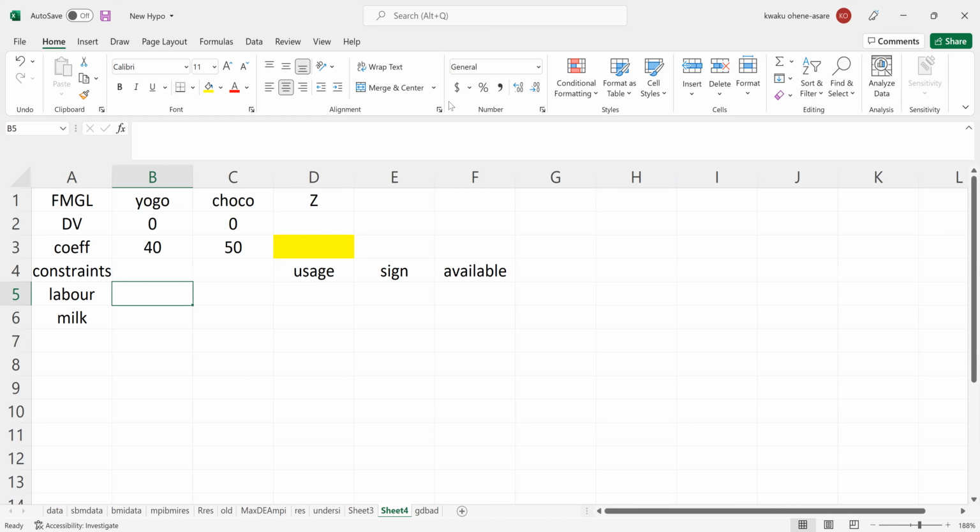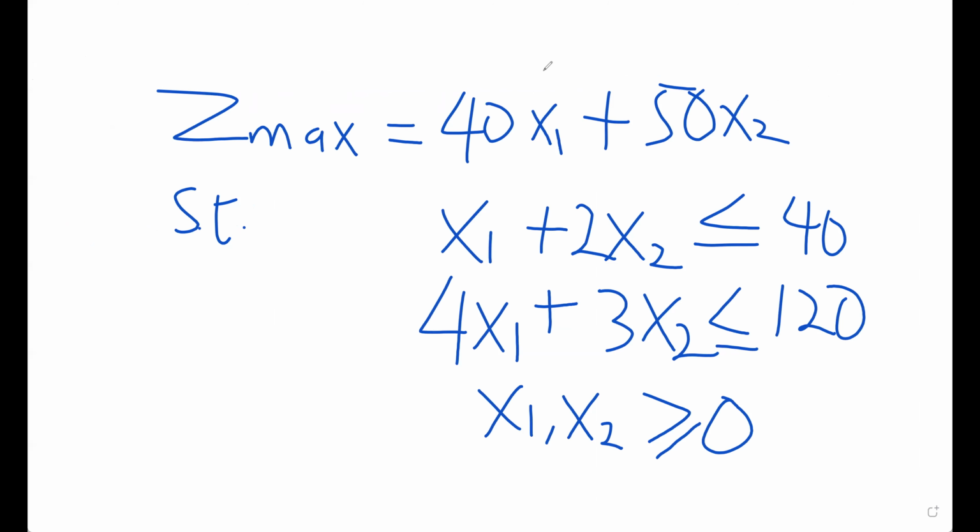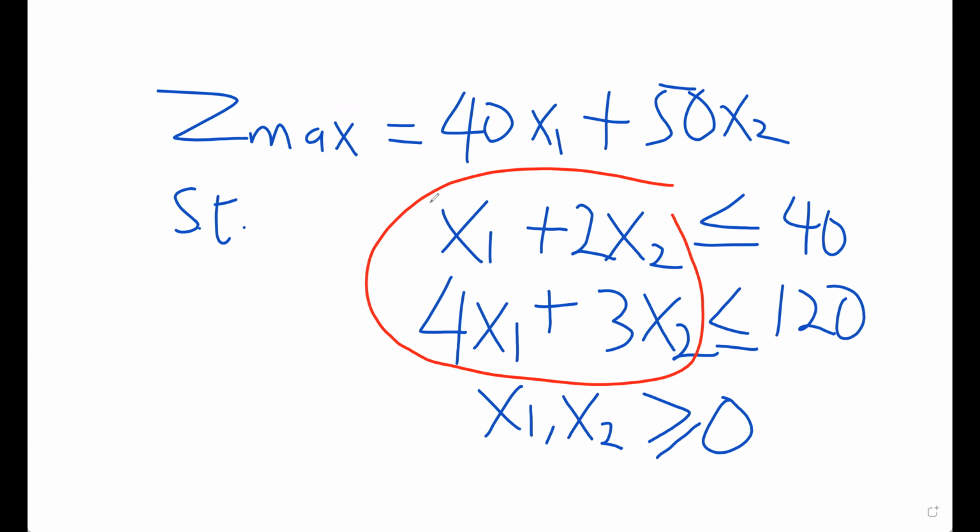To understand what I mean at this stage, you go back to your formulation. That is why I told you that the formulation must always be in front of you. So these values are the ones that are the usage, and they are the ones you are going to write. Remember, the first number here is 1. The second number attached to the X2 is 2. The next number is 4 attached to the X1. And the other number is 3. So we are going to write 1, 2, 4, 3 in that section that we indicated for the usage.